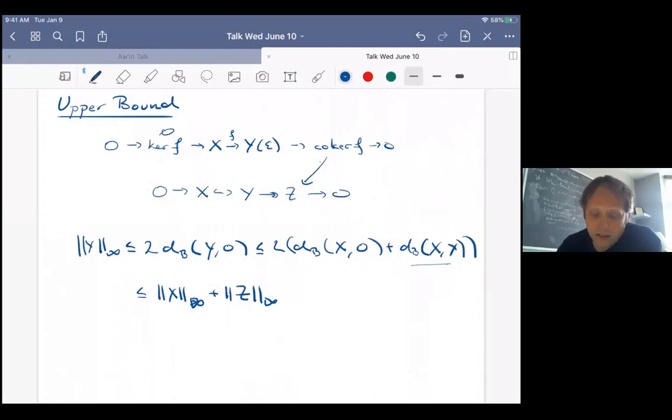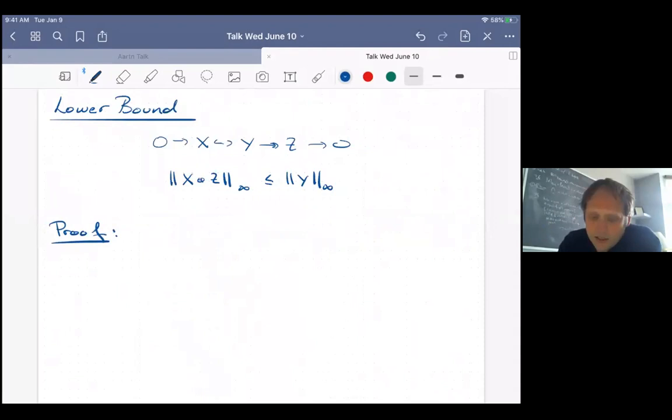How about the lower bound? This is perhaps a little bit stranger, but the way to think about it is: what is the infinity norm really doing here? Well, it's picking out the maximum length bar. So say that the longest bar is in X.